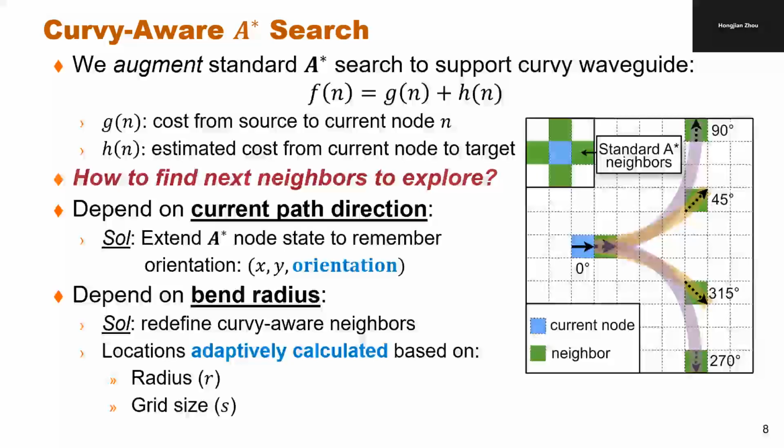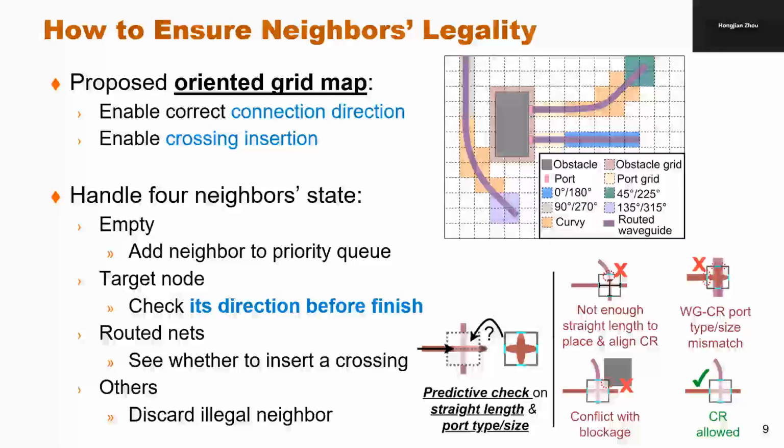But before we explore the neighbors, we should check their legality first. Here we propose the oriented grid map and track all the grids from the current node to neighbors. These grids are assigned type attributes based on the routing waveguide, orientation, and the blockage. This oriented grid map not only ensures the basic spacing requirement, but also enables correct access direction and crossing insertion.